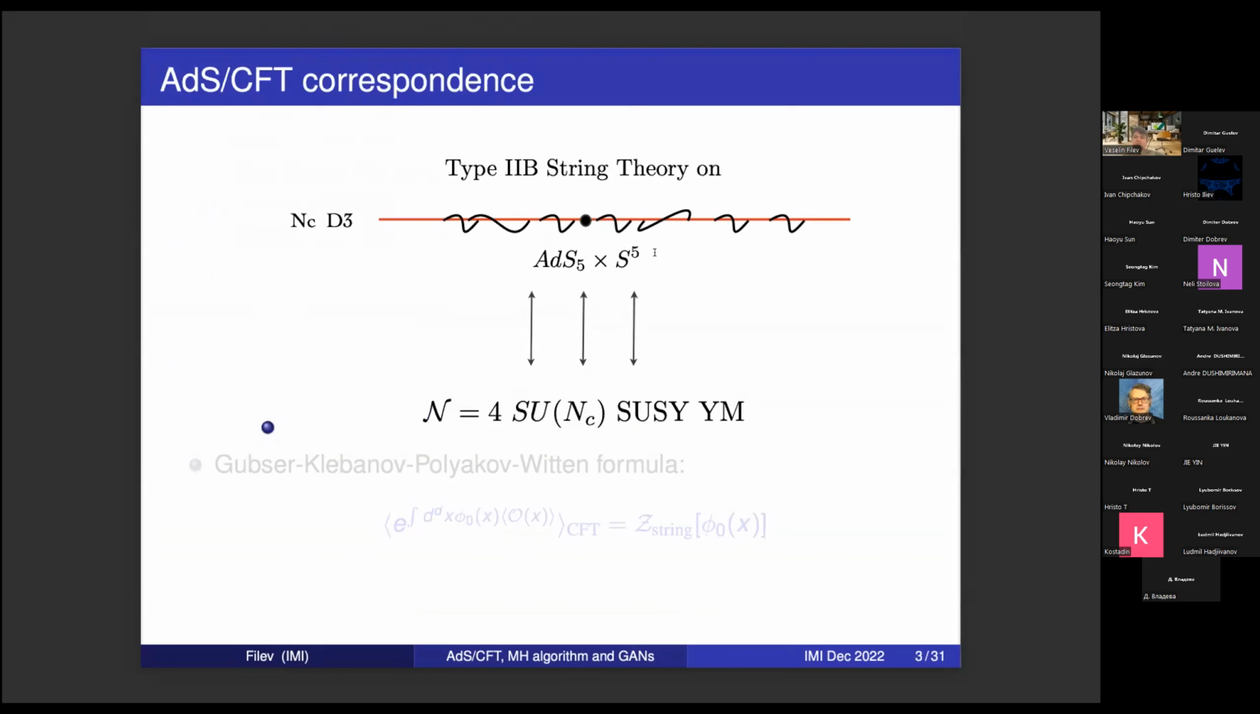Now, the AdS CFT correspondence, as originally proposed by Maldacena more than 20 years ago, is a correspondence between type IIB string theory on the background of AdS5 cross S5 spacetime and N equal 4 super Yang-Mills. But the thing is, it works in the large N limit. You have to consider the so-called 't Hooft limit. When you take very large size of the matrices, the color degrees of freedom, which is the size of the matrix, and you expand the Feynman diagrams, one can see that in this limit only planar diagrams survive. So this is kind of a planar limit.